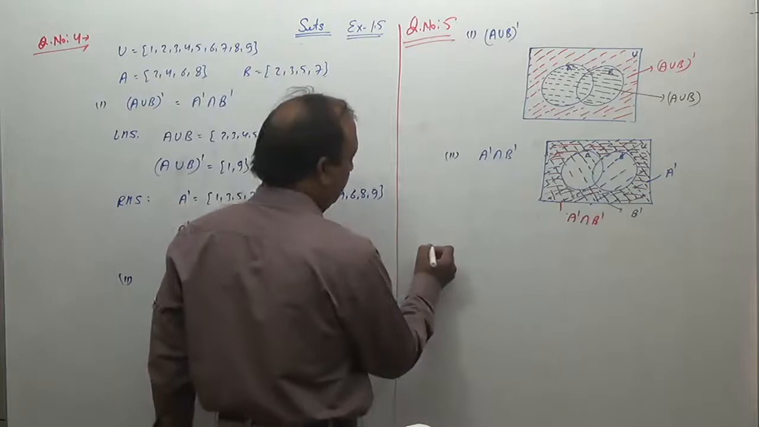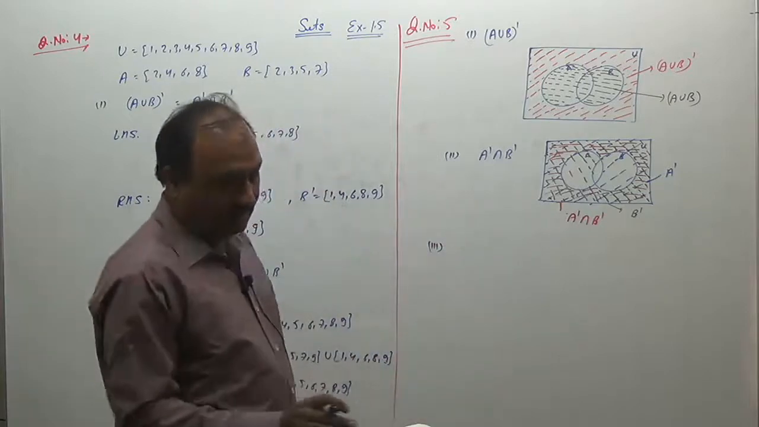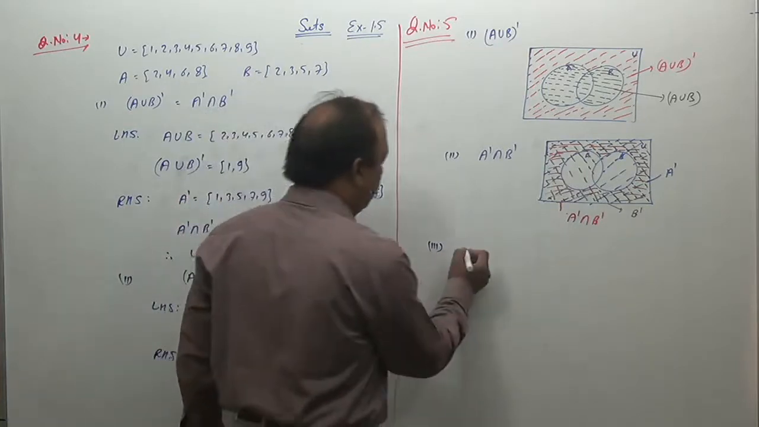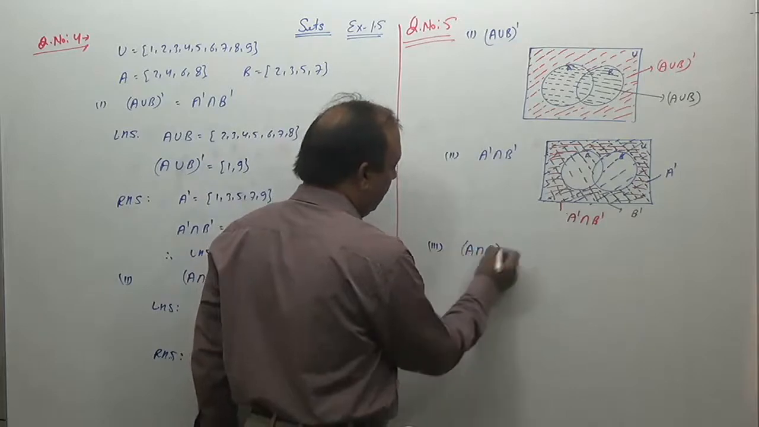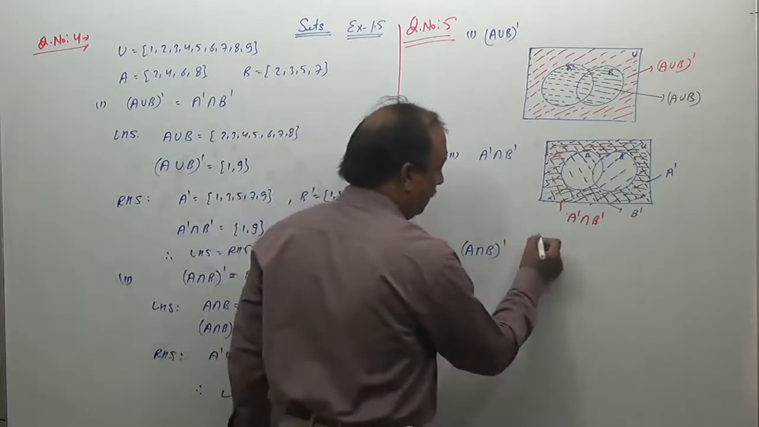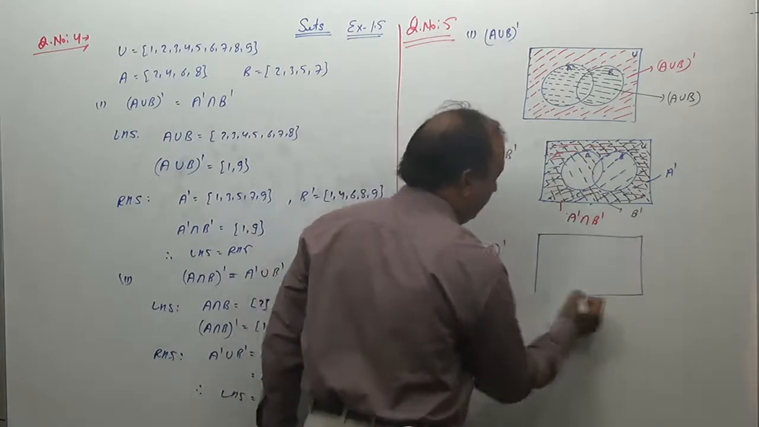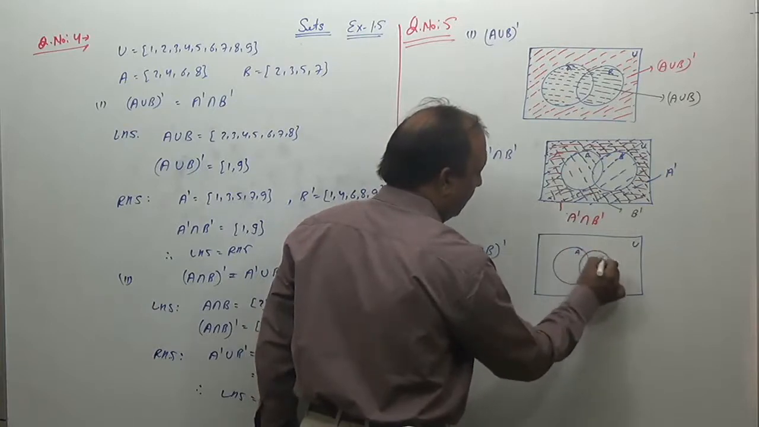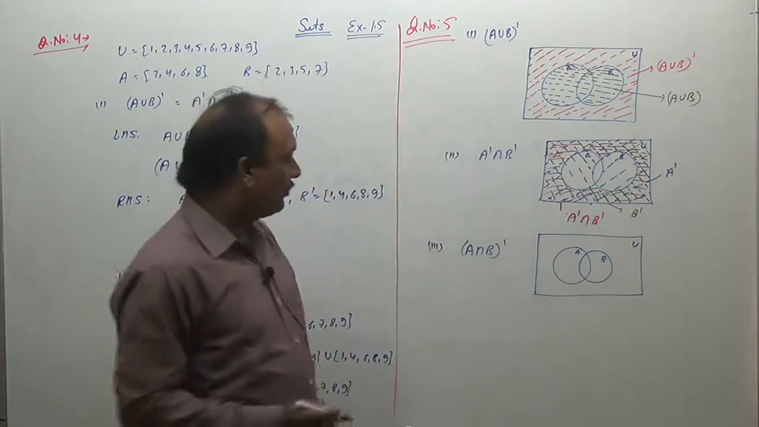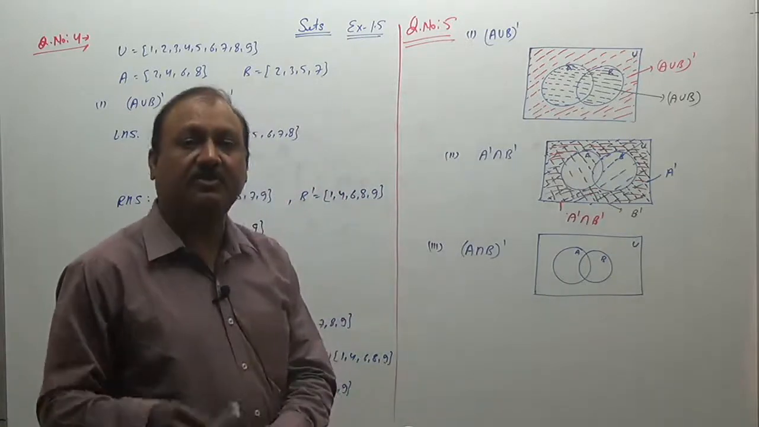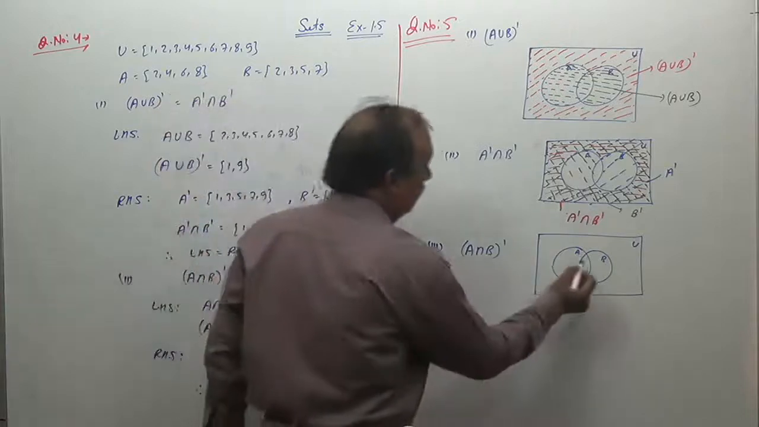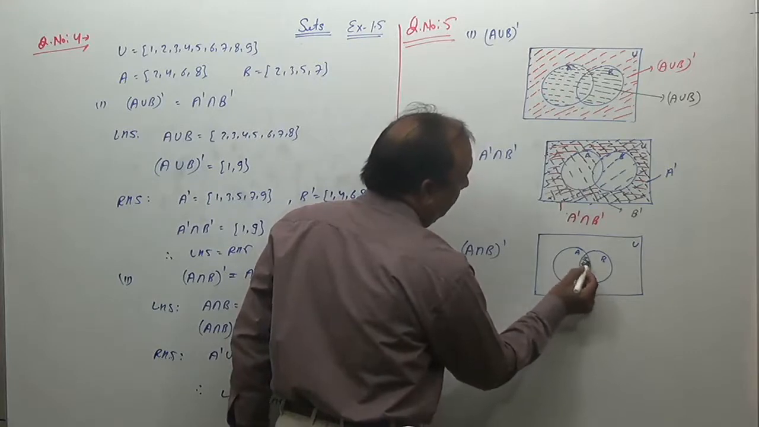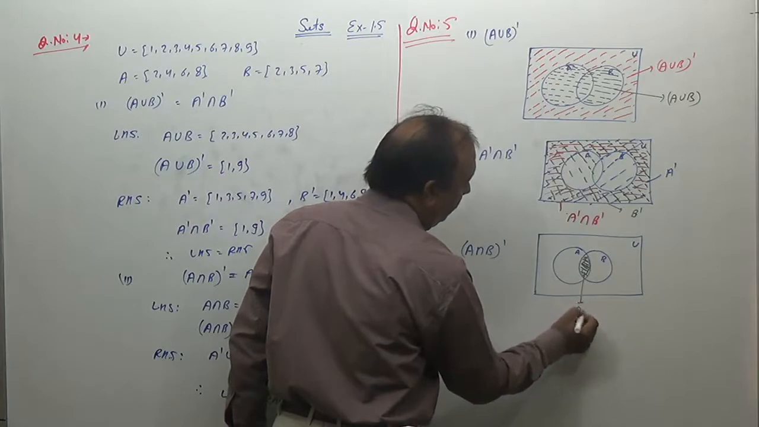Now third is A intersection B complement. So draw the Venn diagram of this case. The universal set. This one is set A and this one is set B. First of all, draw the intersection. Intersection means the common region of both the sets. So common region is this one. ये ब्लैक पोर्शन है. यह A intersection B है.